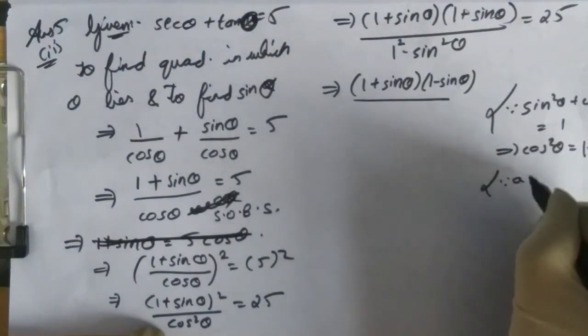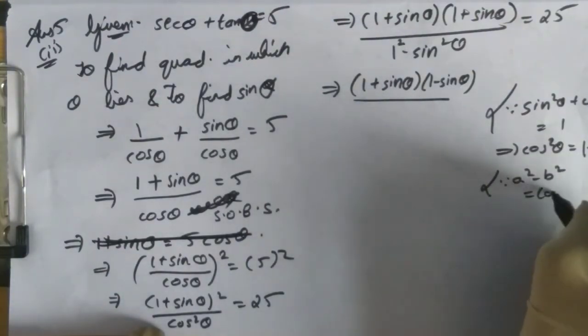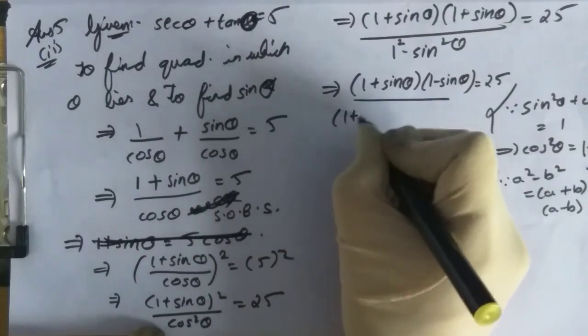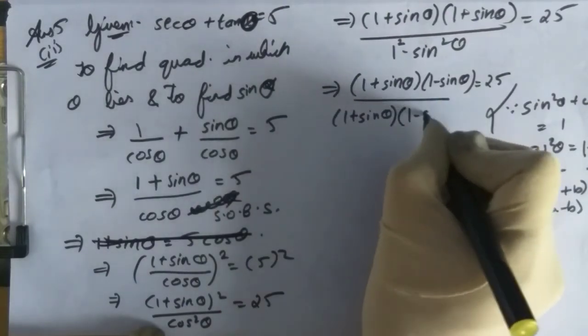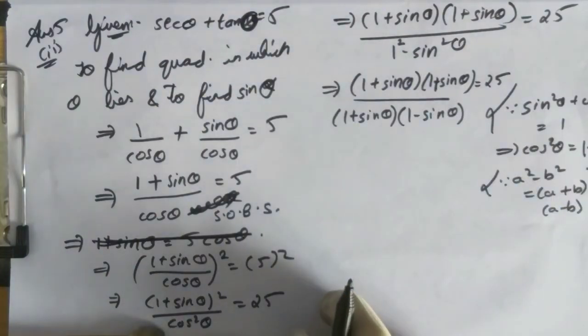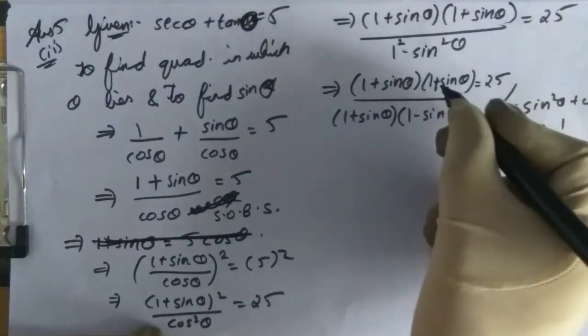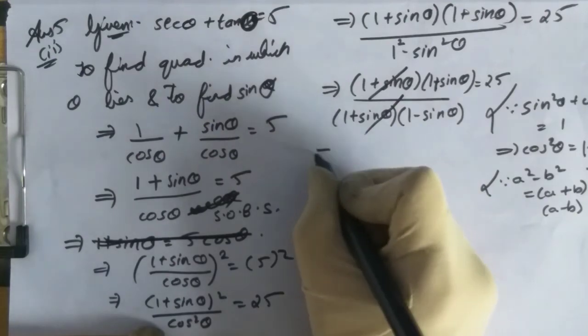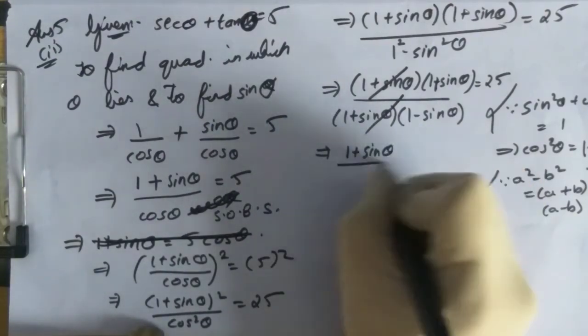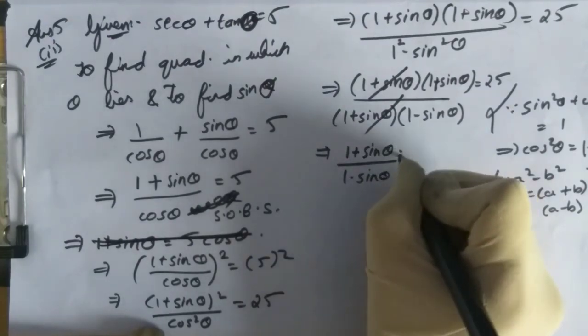What is a square minus b square? A square minus b square is a plus b into a minus b. Here what is a? A is 1 and b is sin theta if you compare. So 1 plus sin theta into 1 minus sin theta. Here this is plus. Okay, be very careful. In the numerator both are plus. So 1 plus sin theta will get cancelled. So we are left with 1 plus sin theta by 1 minus sin theta is equal to 25.